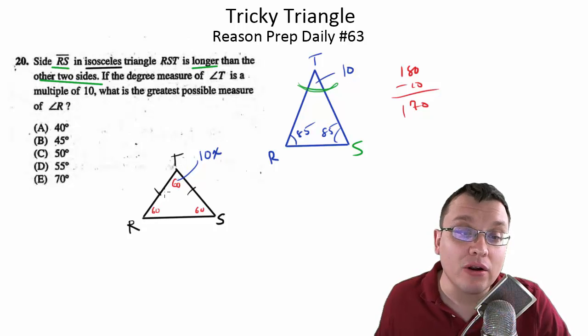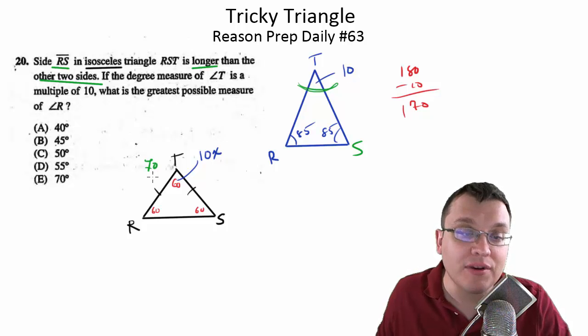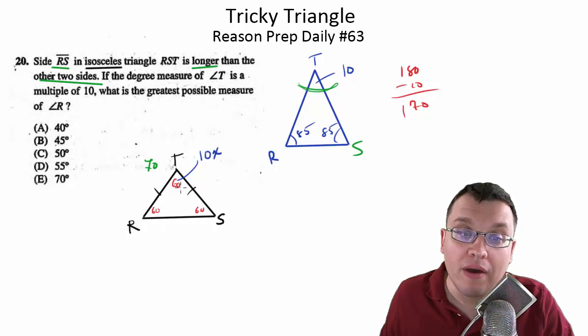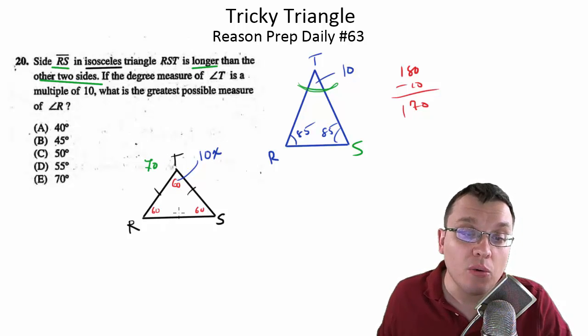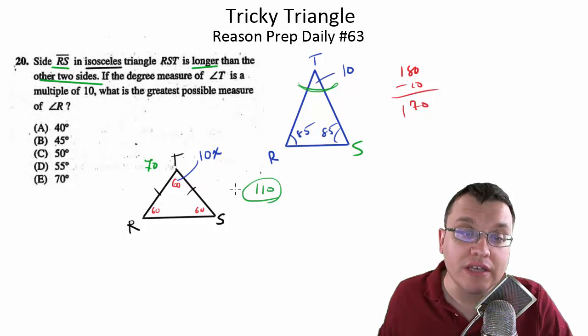T is still not bigger than R and S. So what we're going to need to do is make T just a little bit bigger. Let's make T 70. That's going to make T bigger than R and S, because when we up 60 to 70 for T, we're going to have to decrease the angle amounts of R and S, which means now we're going to have 110 degrees to split between these two, which means each of these becomes 55. Which means the answer is D.